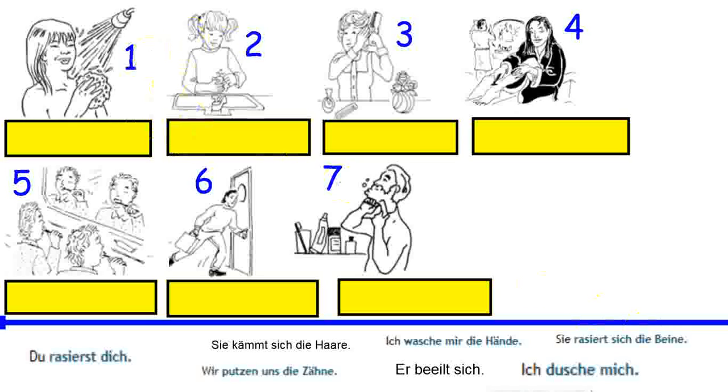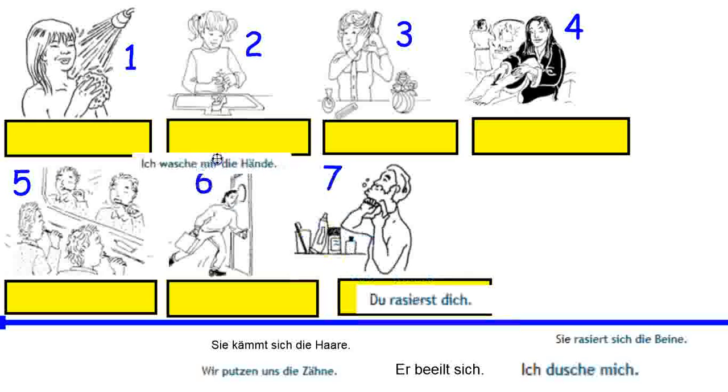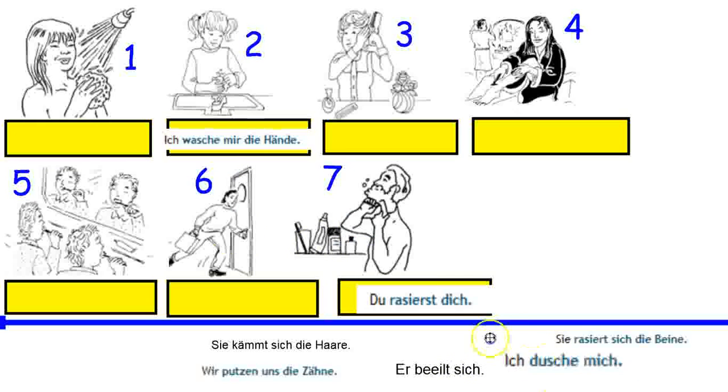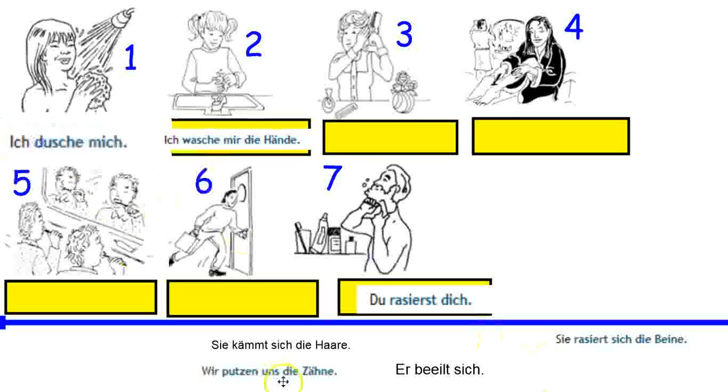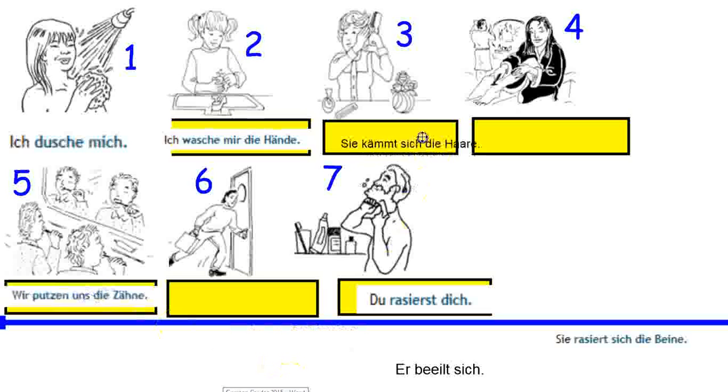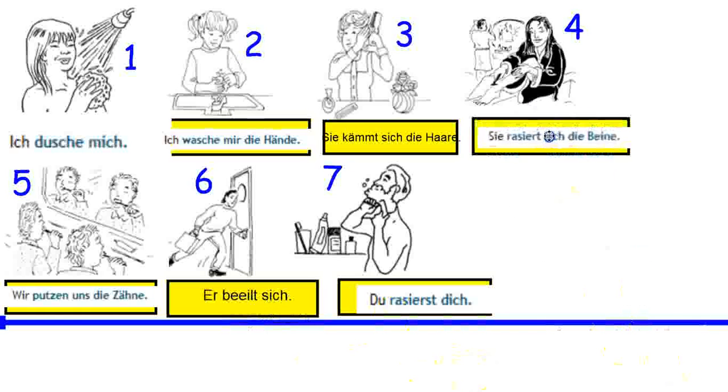See if you can match these. So du rasierst dich. Ich wasche mir die Hände. Ich dusche mich. Wir putzen uns die Zähne. Sie kämmt sich die Haare. Er beeilt sich und sie rasiert sich die Beine.